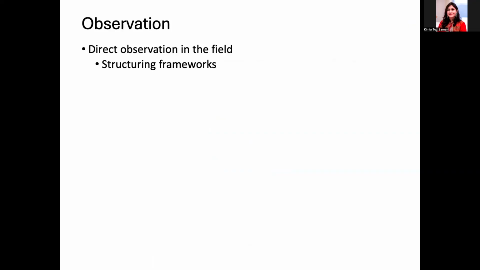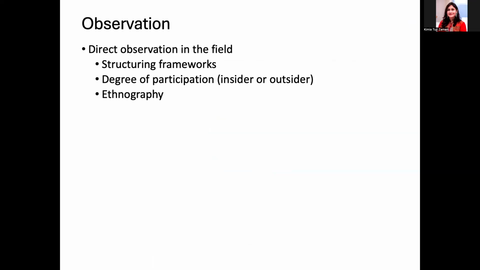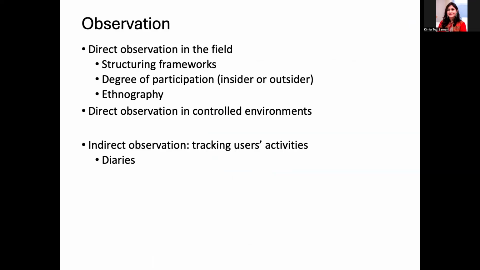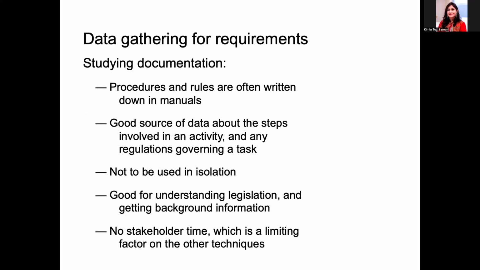Next is observation. Observation can be done in two ways: first, direct, and then indirect. Direct means watching real work in the field or in a controlled lab. Choose your participant's level, for example insider or outsider, and use a framework or ethnography when you need depth. Indirect means diaries, interaction logs, remote videos, photos, etc. They are great for logging current tasks over time, and always structure what you look for and get consent.